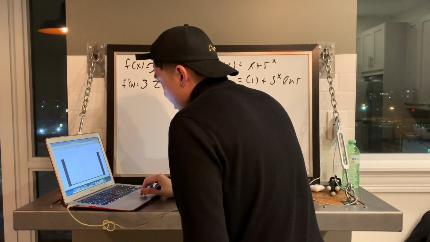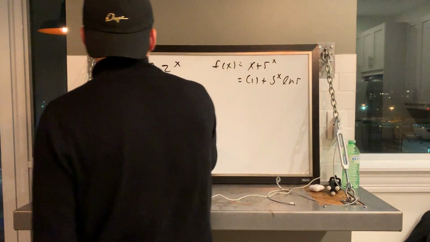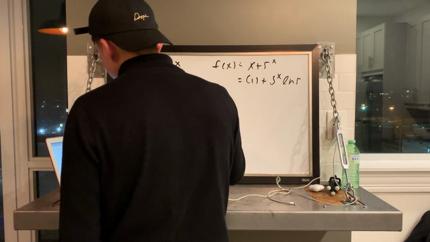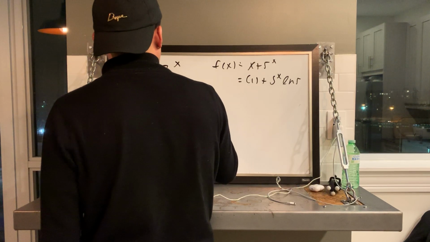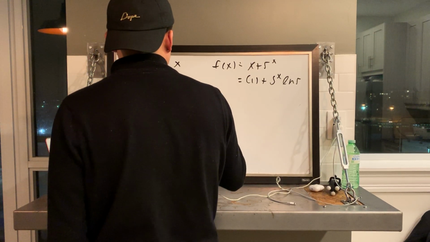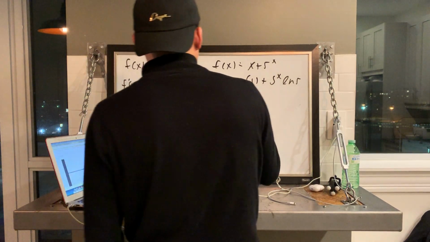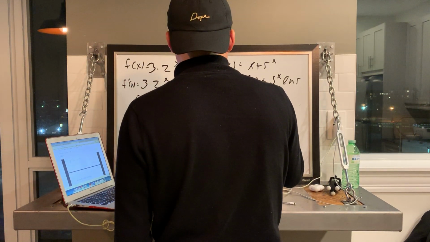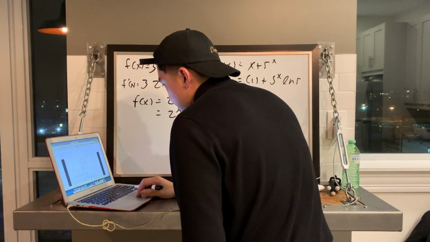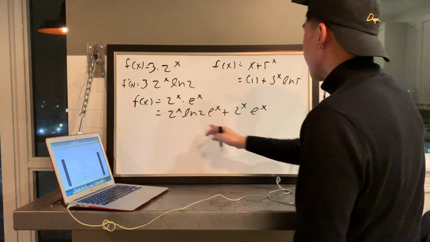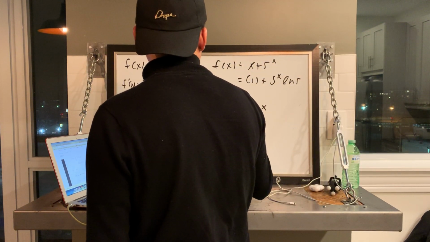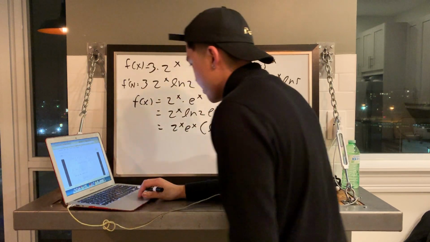If I did f of x equals 2 to the x times e to the x, then you do 2 to the x ln 2 e to the x plus 2 to the x e to the x. Right? I can factor out 2 to the x e to the x, so I have 2 to the x e to the x times ln 2 plus 1.